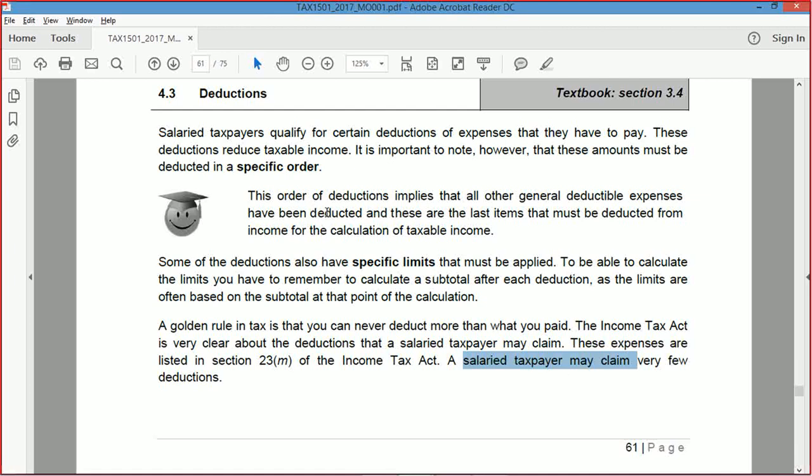So what's the focus in this module, Tax 1501? Is it business or is it individual? It's individual. It's individual, exactly. So it's like you're working and you're earning an income, what can I deduct? Does that make sense? Yeah.